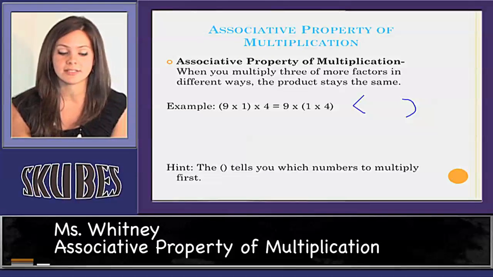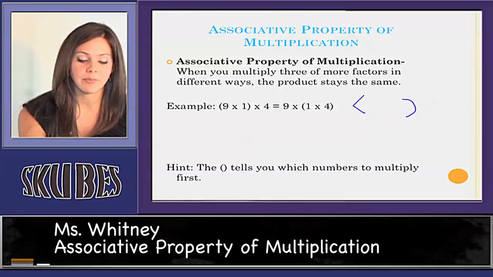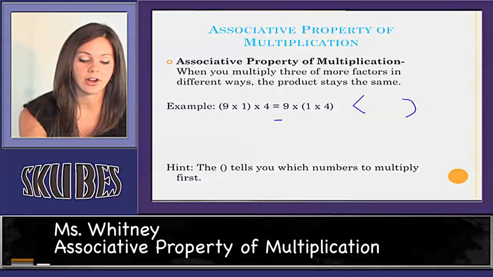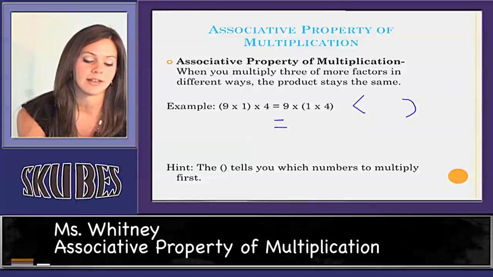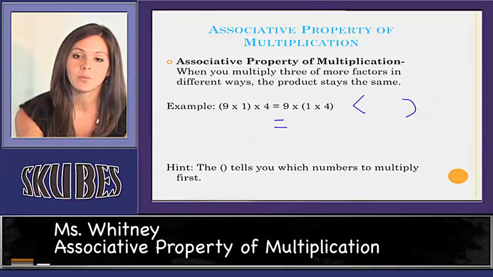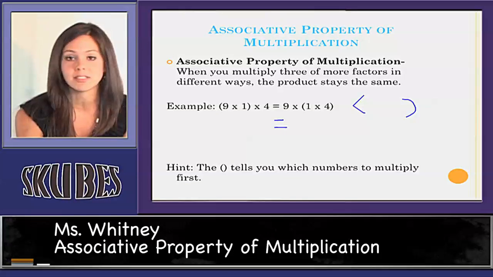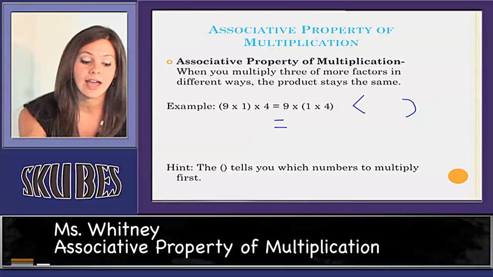These are parentheses. So in this example, we're going to bring down our equal sign first, and we're going to work on the numbers on the left side of the equal sign. We see that 9 and 1 are in the parentheses. We must multiply those first. 9 times 1 is 9.